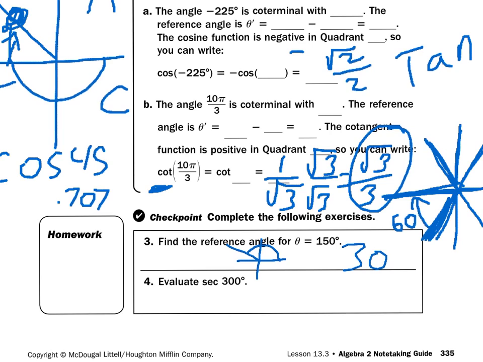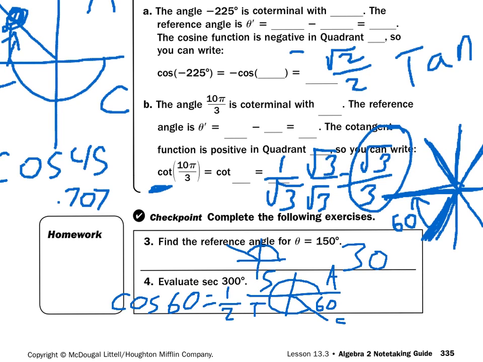Evaluate the secant of 300. That is all the way over here, 60 degrees from the center. Secant goes with cosine. A smart trig class knows that cosine and secant are positive down there. So I'm going to do the cosine of 60 equals 1/2. The secant there is then 2, because it's the reciprocal.